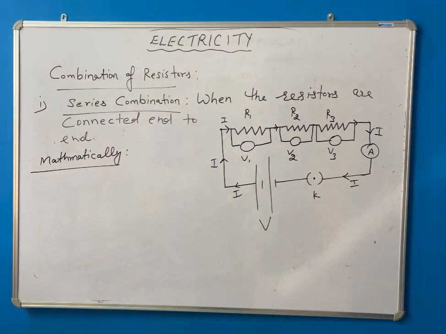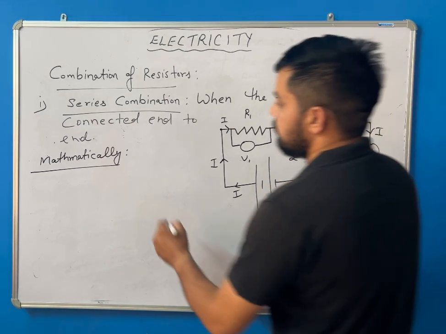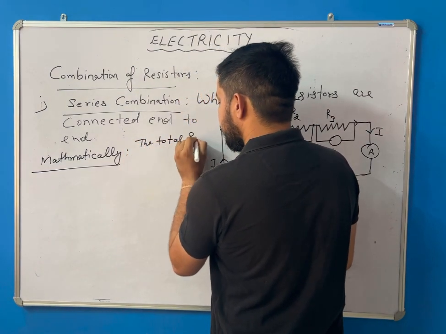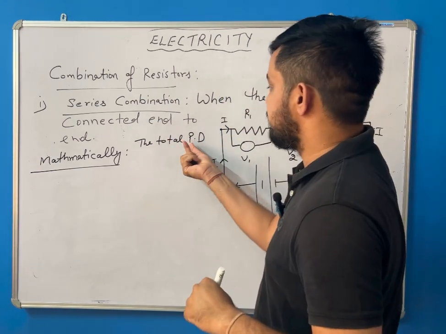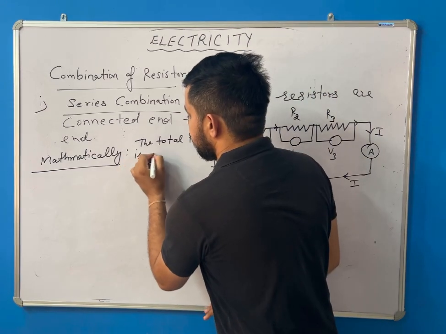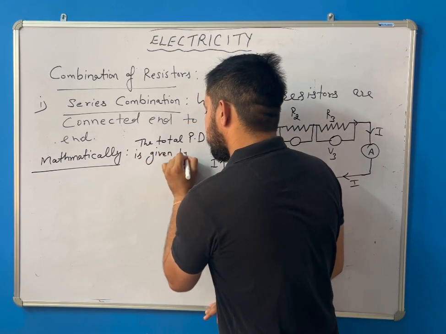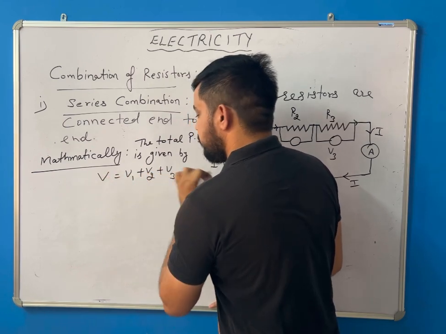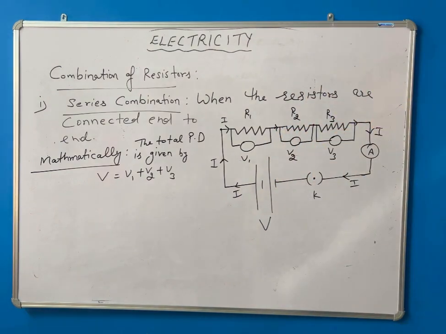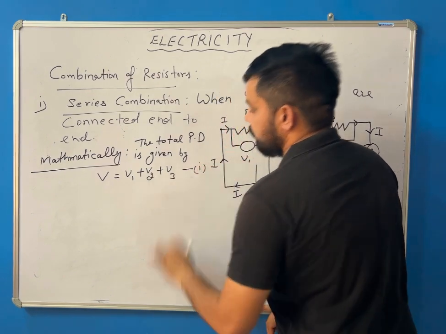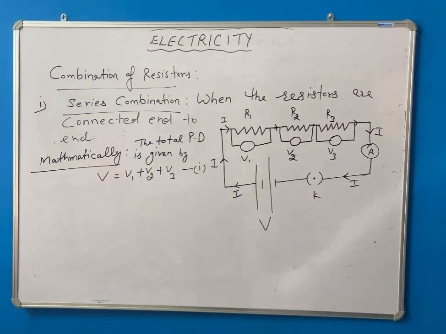Here, see in the diagram that the total potential difference is given by V. I represent this potential difference by P.D. The total potential difference is given by V is equal to V1 plus V2 plus V3. Assume that this is equation number 1.